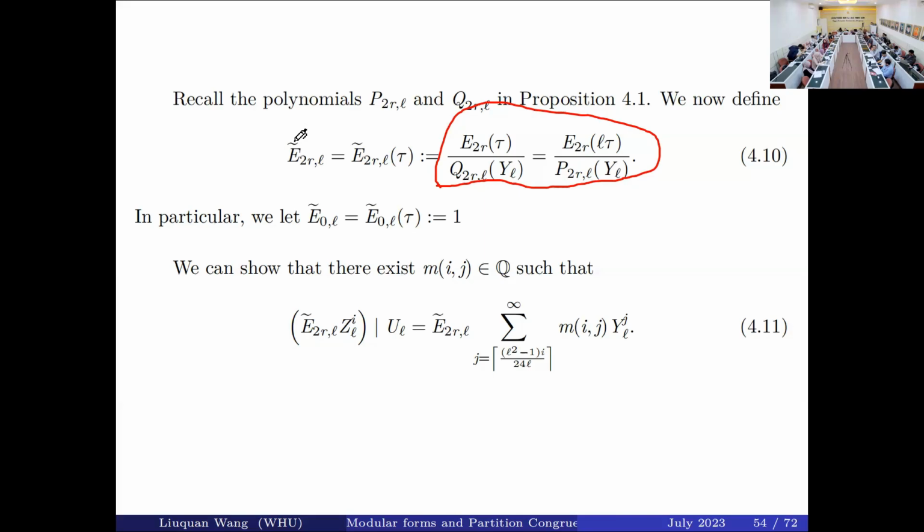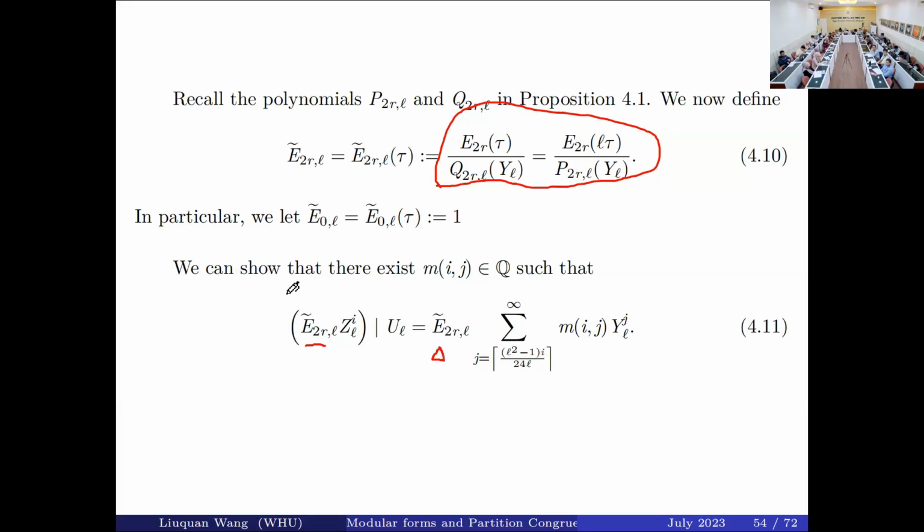In particular, when r equals 0, E_delta_0 is defined as the function 1. And we can show that there exist some integer sequences M_{ij} such that when you multiply E_delta_{2r} by the s-th power of Z_L, then act with U_L, we can express it as the product of E_delta_{2r} times a polynomial in Y_L.